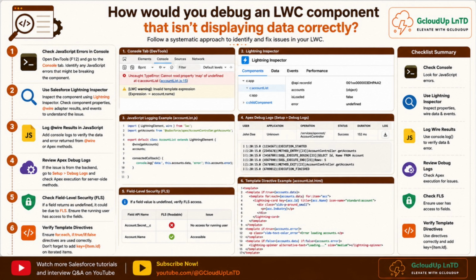With the help of console.log, we can check the log result, and we can check if there is an issue with the wire adapter method or Apex method. And also we can check the debug log for the Apex issue. If there is any issue with the Apex class, we can use System.debug, and we can check those debug logs.